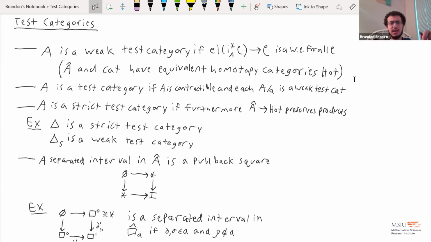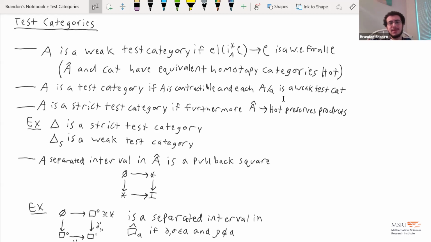So let me see. Each over category has a terminal object. So being contractible is easy. I don't think I included that in the definition of a weak test category, but I believe that is implied when C is the terminal category. So it will certainly be contractible. It's a much stronger condition. I hope this is answering the question.